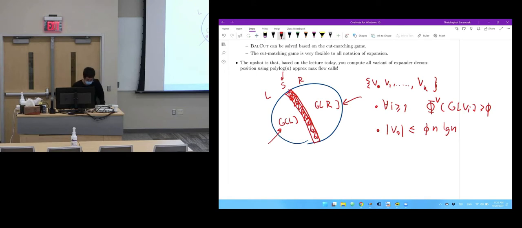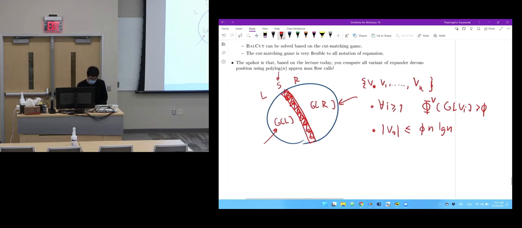I guess it makes sense, right? You find a sparse cut, and the sparse cut here is charged to the smaller side. Each node is charged by a phi factor, and it can be charged log n times. So you get phi n log n.